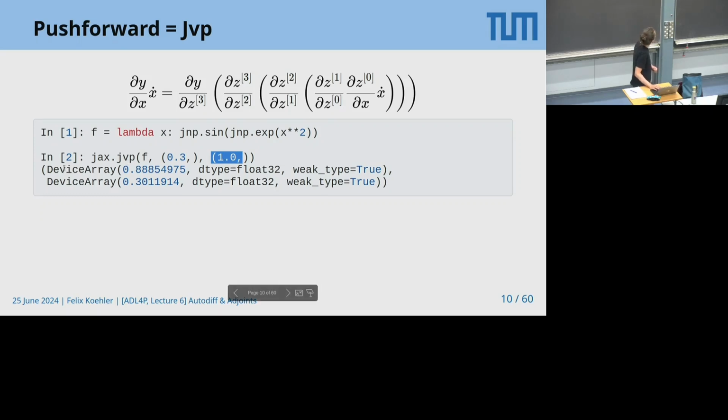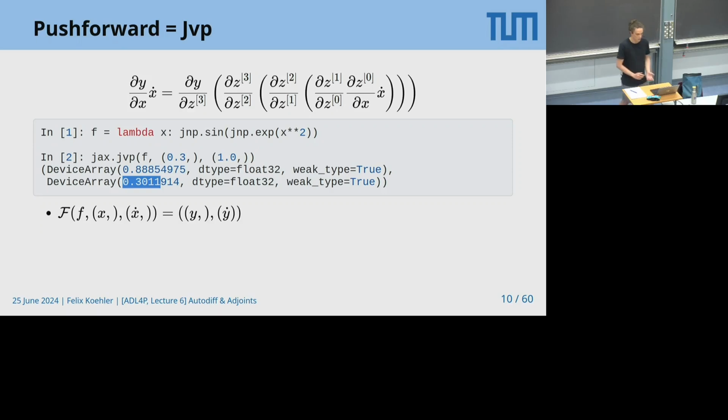And this basically gives back two scalar numbers. It will first give the result of the computation, so what the compute graph gives if I input 0.3, and then it will give the propagated tangent. You could also call it a y dot, you might say, so the tangent on the output.